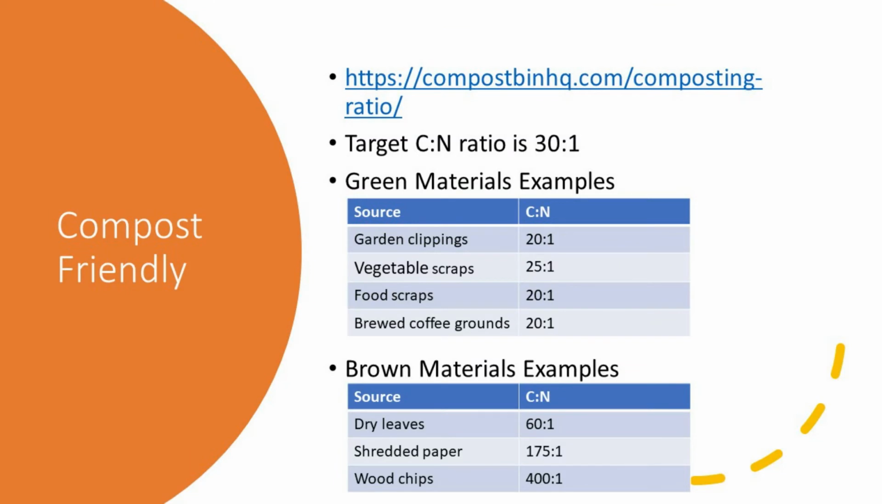So let's see some of the things that you should put inside. Some examples for the green material: garden clippings are around 20:1. The vegetable scraps and food scraps that you get from the kitchen are again 20:1, 25:1. And if you go to Starbucks, ask for brewed ground coffee, and they will easily pack one for you. That's rich in nitrogen, and that's again 20:1.